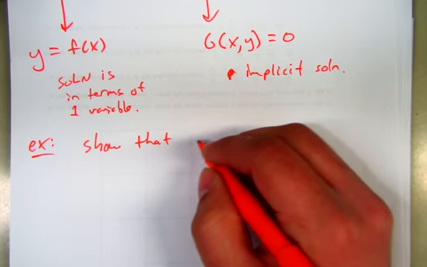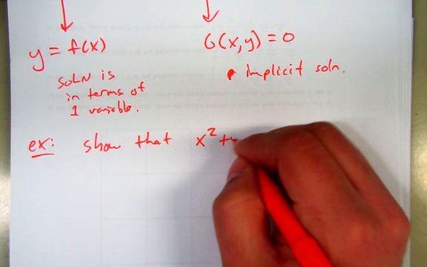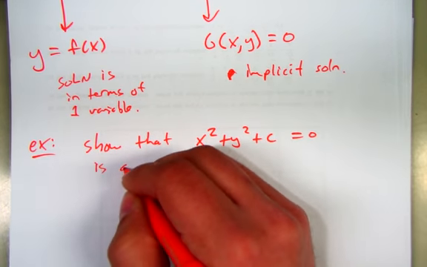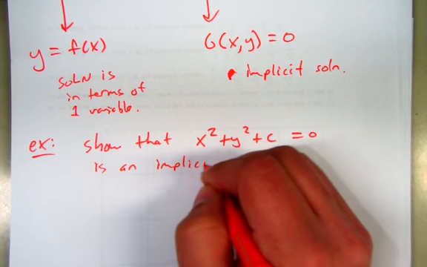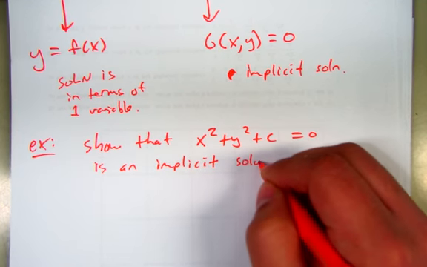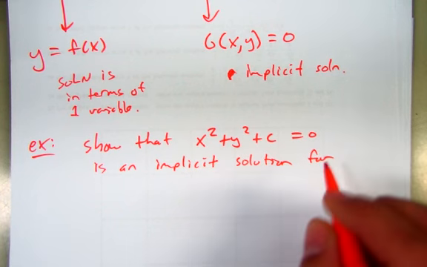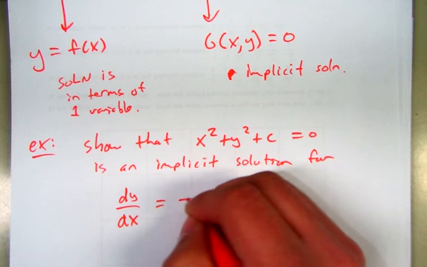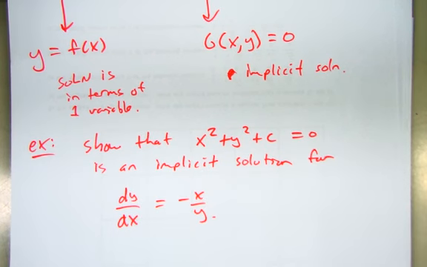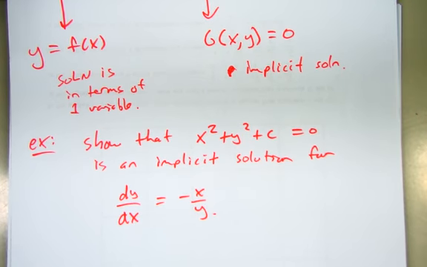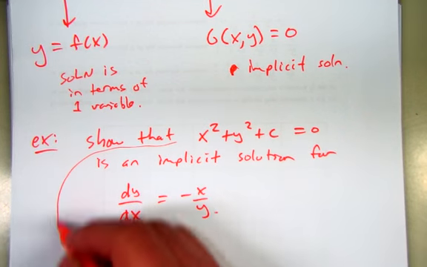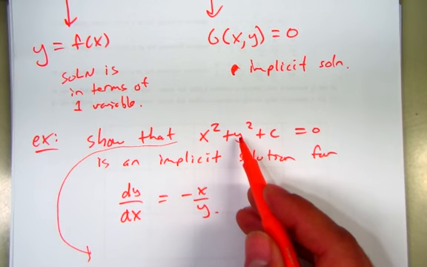Show that x squared plus y squared plus c equals 0 is an implicit solution for dy dx equals minus x over y. One way to prove that this is a solution for this equation is to take the equation, find out what dy dx is, and show that it works.